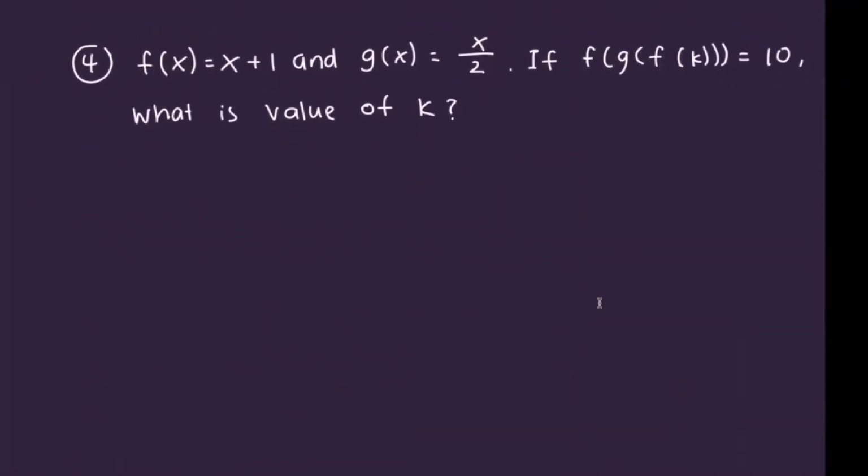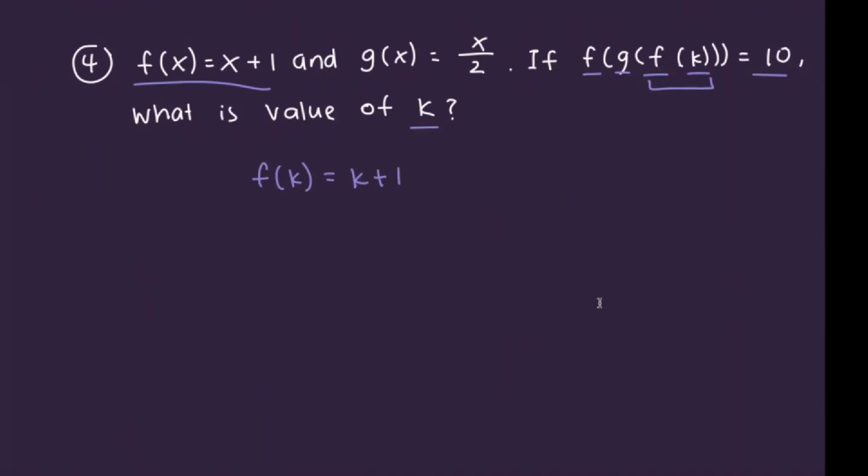Let's look at our fourth problem. f of x equals x plus 1 and g of x equals x divided by 2. If f of g of f of k equals 10, what is the value of k? So again, we will start from the inside and work our way out. First, f of k equals k plus 1.